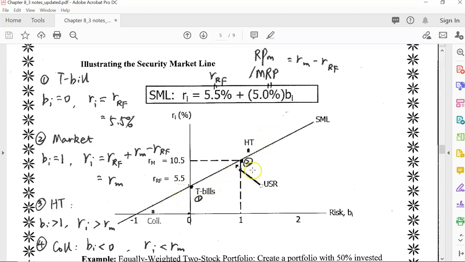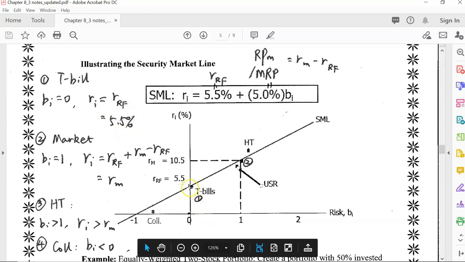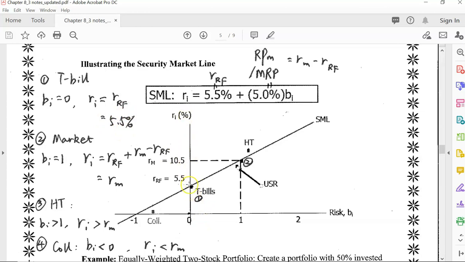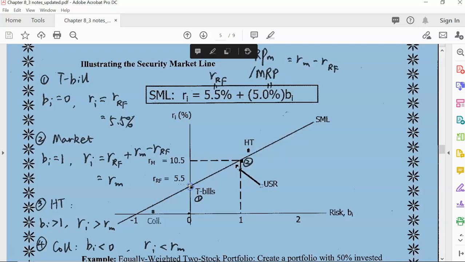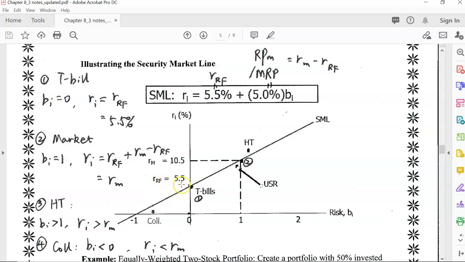Okay, so we can see here we have different assets we mark along the line. The first case is Treasury bill. Because beta is 0, Ri equals the risk-free rate. It is always 5.5%. This is the intercept of the SML with the y-axis. When beta is 0, we have this point here that Ri equals Rf, 5.5% for Treasury bill.